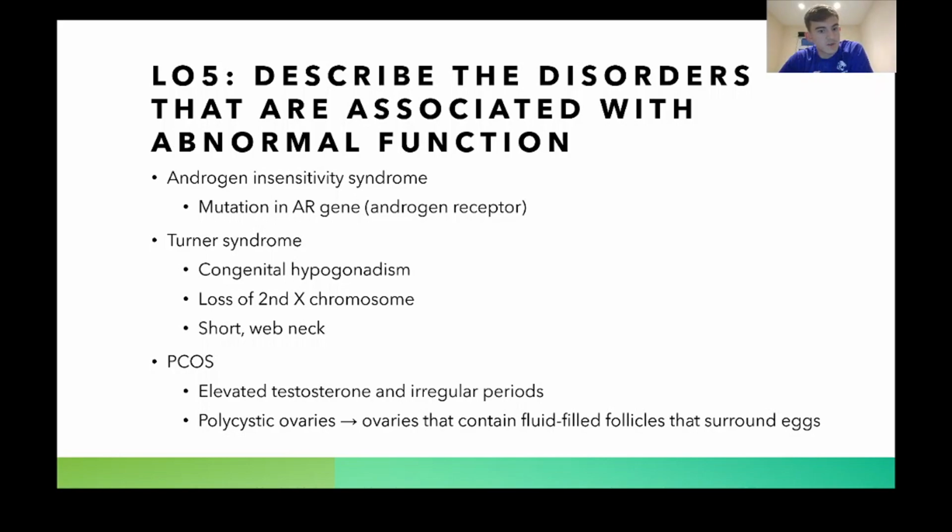Again, we've got this Turner syndrome, which is congenital, so development in the fetus, hypogonadism, and that's loss of the second X chromosome in females, and we get this very distinctive short webbed neck feature in females. Then we get this PCOS again, elevated testosterone and irregular periods, and we get these polycystic ovaries.